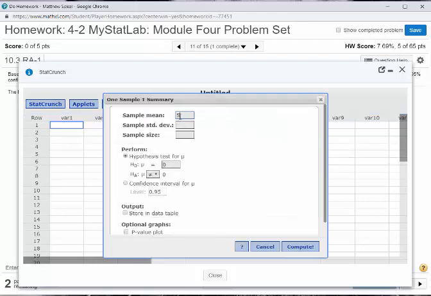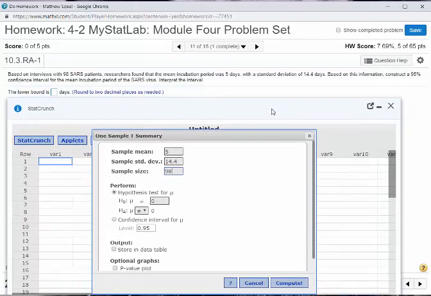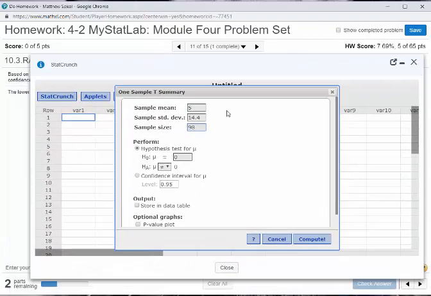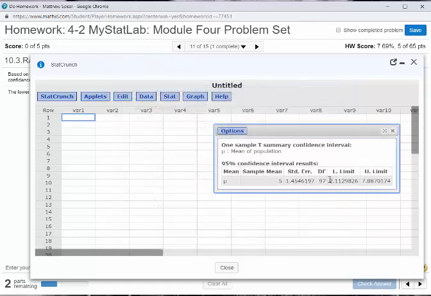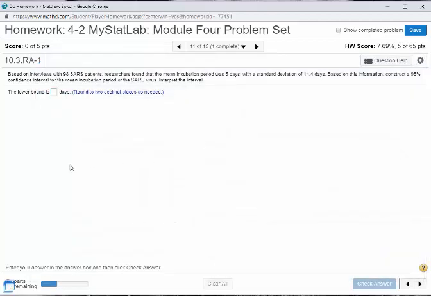The sample mean was 5 days. The sample standard deviation was 14.4. There were 98 SARS patients. And if you look back at the problem, they want us to construct a 95% confidence interval. So I'm going to click the 95% button and hit compute. Over here was our lower limit. They said go to 2 decimal places, so it's 2.11.